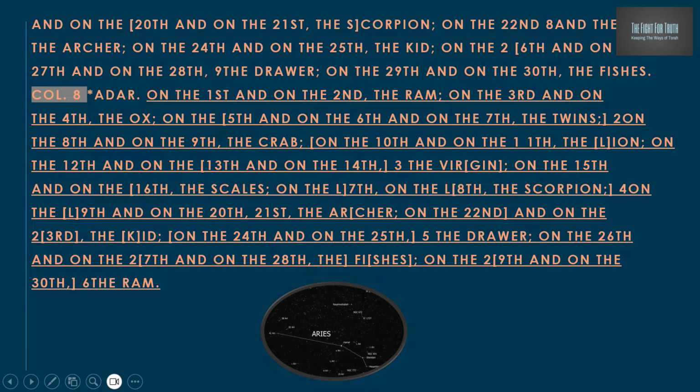On the 17th, on the 18th, the scorpion. On the 19th and on the 20th and the 21st, the archer. On the 22nd and on the 23rd, the kid. On the 24th and the 25th, the drawer. On the 26th and on the 27th and on the 28th, the fishes. On the 29th and on the 30th, the ram.